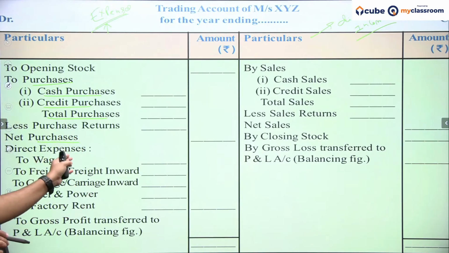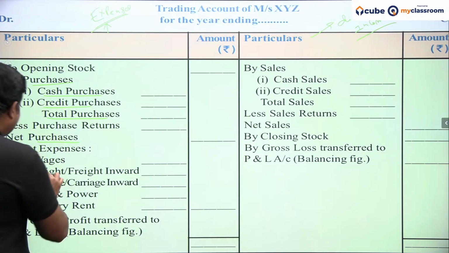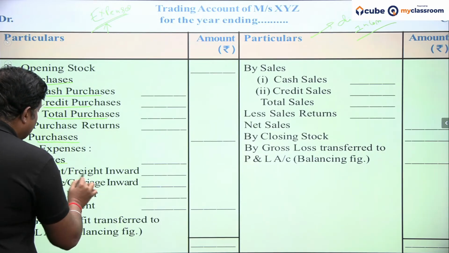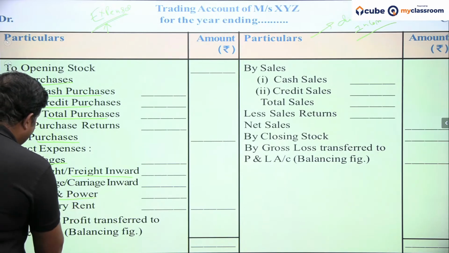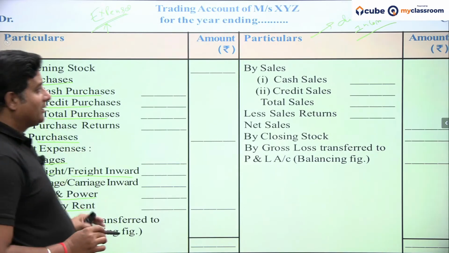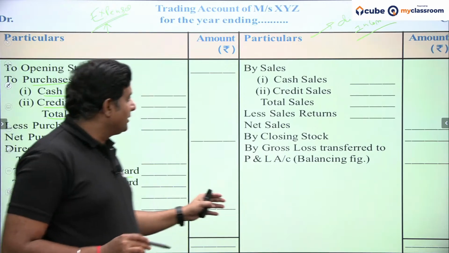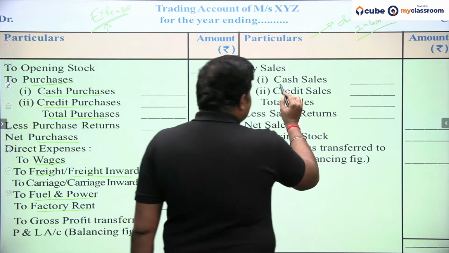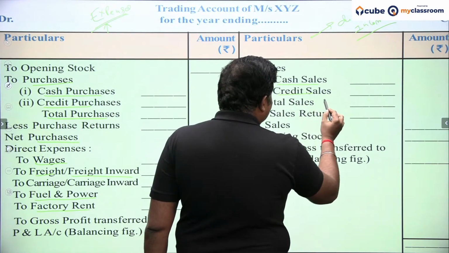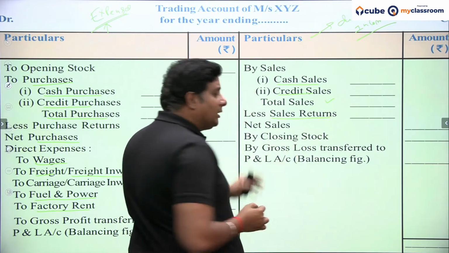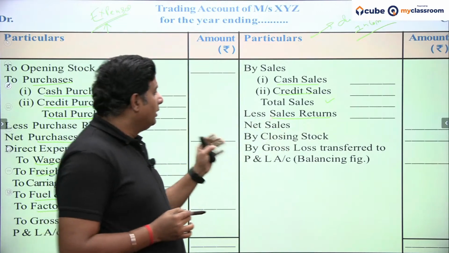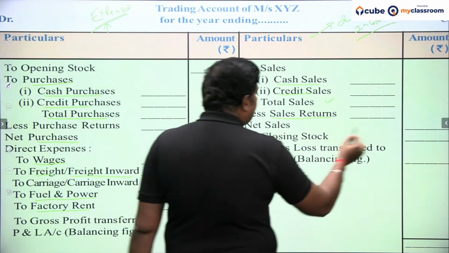Then all the direct expenses are there. When I say direct expenses, these are the manufacturing expenses like wages, freight inward, carriage inward, factory fuel and power, factory rent. These are a few names of the direct expenses. Sales can be cash sales or credit sales. So this becomes the total sales. When you subtract the sales return, the other name being returns inward, from the total sales, you'll come to know about the net sales.